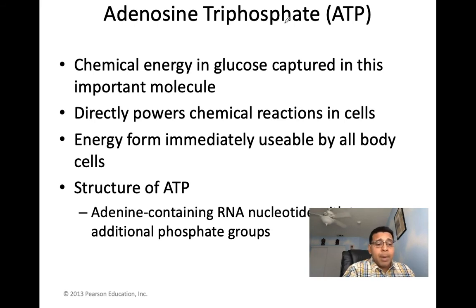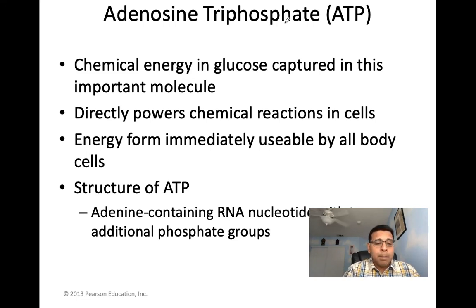ATP is the primary energy transferring molecule in cells. And it provides a form of energy that is immediately usable by all body cells. The energy released during glucose catabolism is coupled to the synthesis of ATP. In other words, some of this energy is captured and stored as small packets of energy in between the bonds of ATP. So when those bonds break, energy gets released.